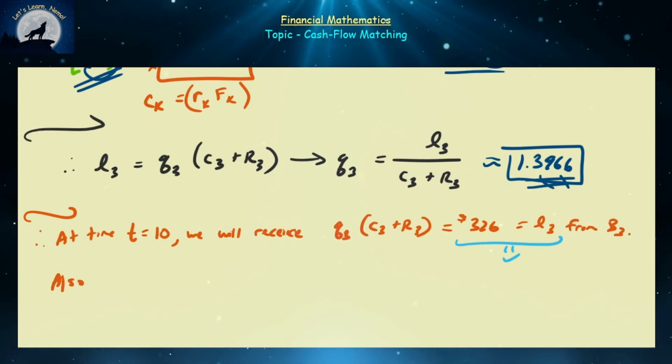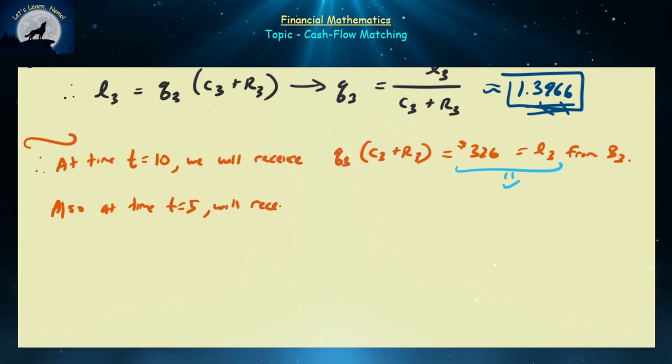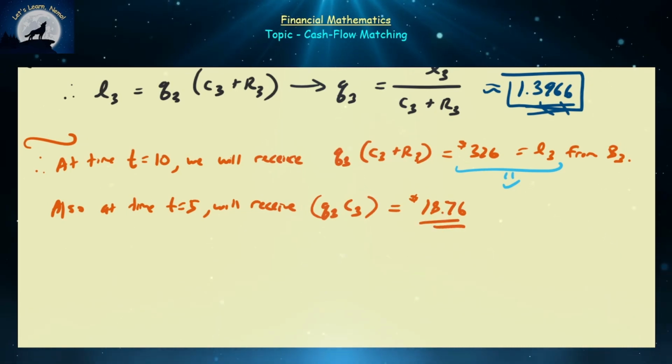But that's not the only thing. We also, at time t equals 5, will receive Q3 times C3, which once you do those calculations, you're going to be receiving $18.76. And again, that's also going to be coming from bond 3 only. So once you have that particular object, now we can figure out, okay, how many shares of stock 2 do we need to invest in?